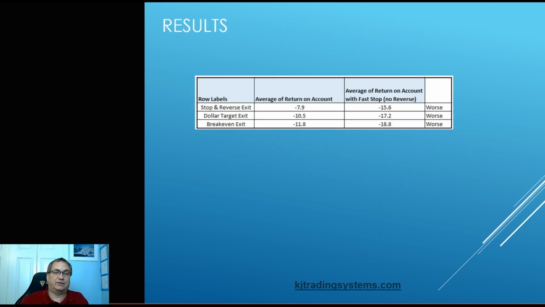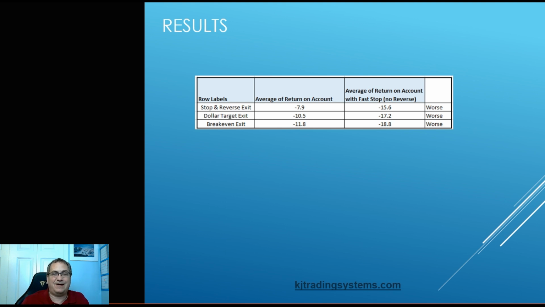So we look at the results, and it doesn't really work. And in fact, the top 3 exits, I tested all these with it just to see if that would work with any of them. It was worse in all cases. So it was worse with just the stop and reverse. It was worse with the dollar target, and worse with the break even.